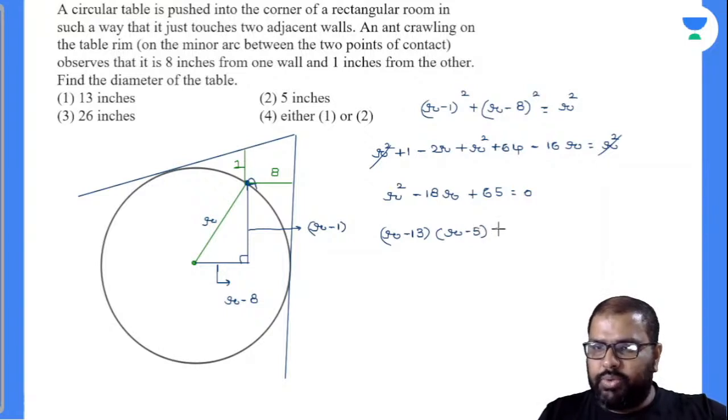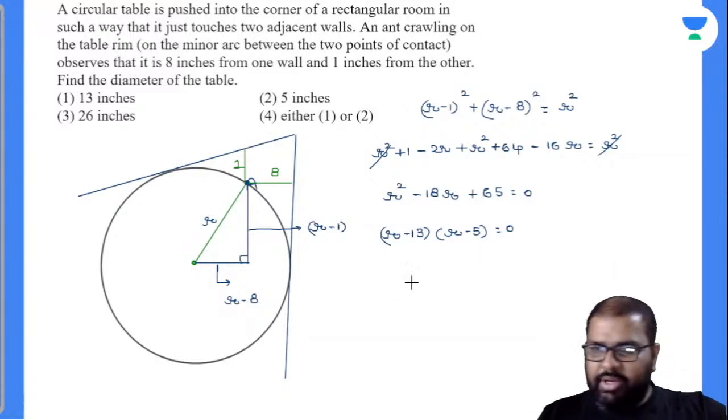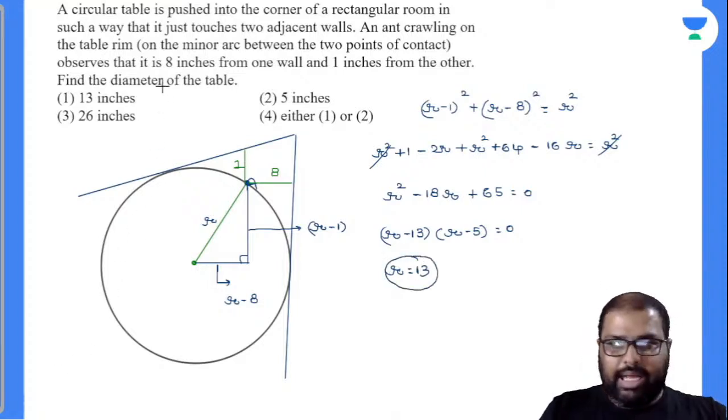Both are positive, but I cannot take 5 because if I take 5, this value will become negative. Negative values are not valid. So my r value must be equal to surely 13. Don't jump into conclusion. You are asked to find out diameter value. Diameter value is nothing but equal to 2r.